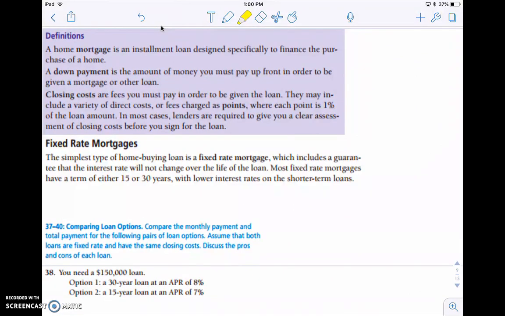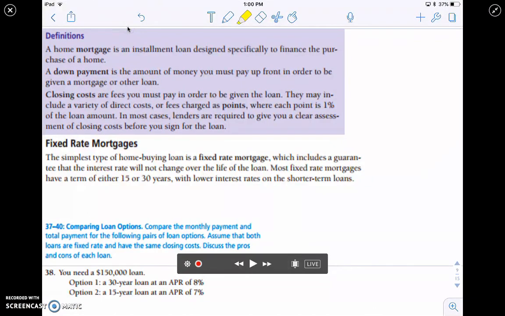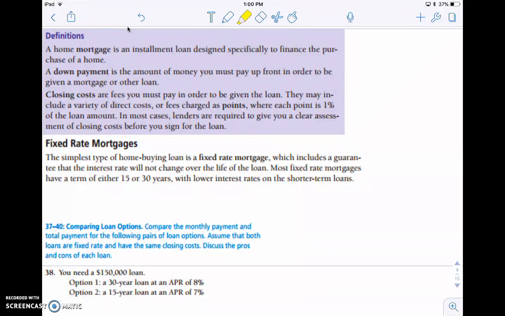Okay, now we're going to be looking at mortgages. I'm just going to check my time here. So we'll define a couple of things, and then we'll probably have to continue in the next video. A home mortgage is an installment loan designed specifically to finance or purchase a home.